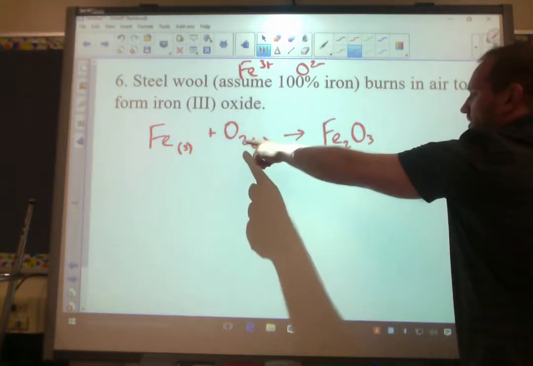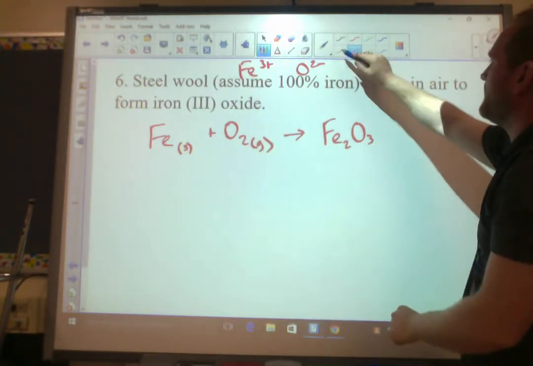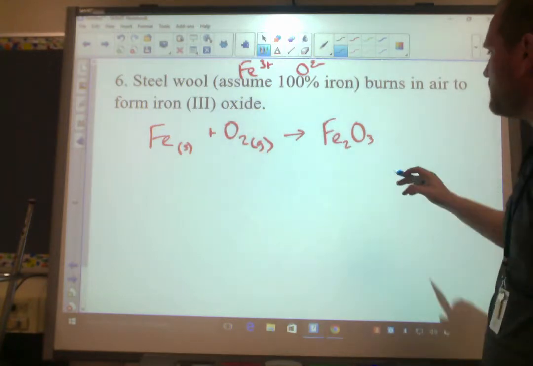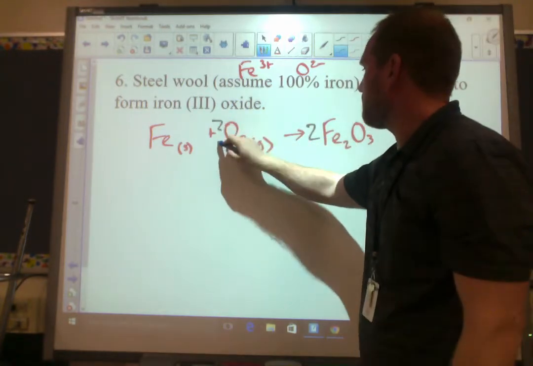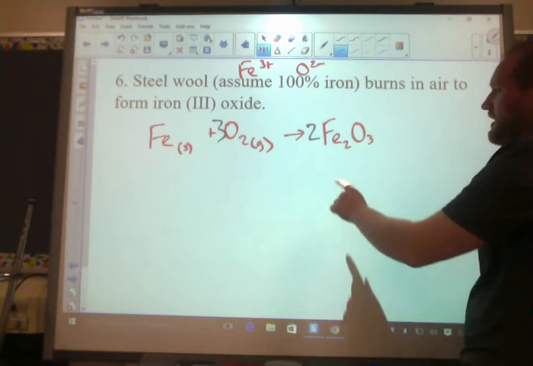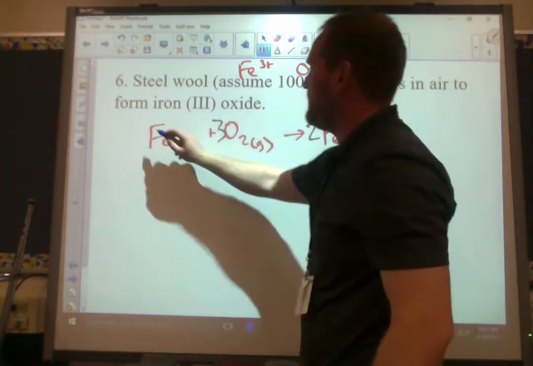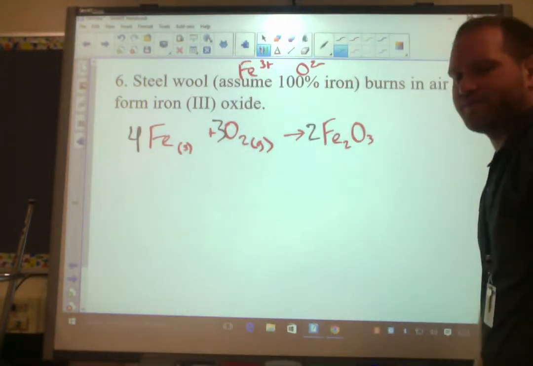Okay. To balance out, let's see. I'll start with my O's here. So I have O2 and O3. 2s and 3s, I need to think 6. So 2 and 3, that'll balance my O's. Now that gives me 4 Fe's.